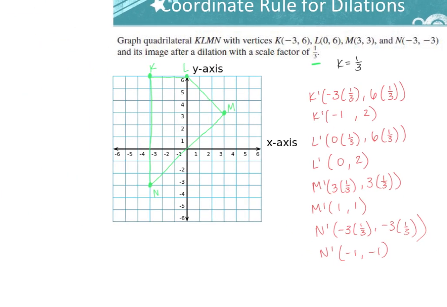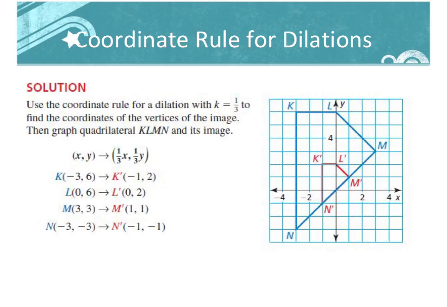Let's plot these. So we've got 1, 2, 3, 4 new points. -1, 2 is right here. This is going to be K prime. L prime is going to be 0, 2. That's right here, L prime. M prime is going to be 1, 1, M prime. And N prime is going to be -1, -1, N prime. We connect all these, and we've got a smaller but the same shaped quadrilateral. All right, there's our solution, and we got it right.